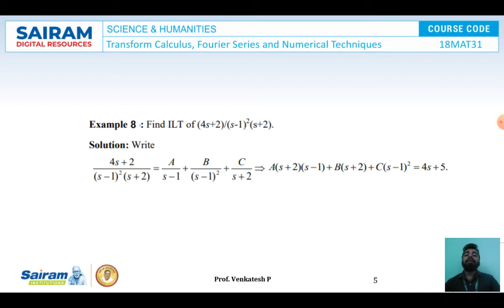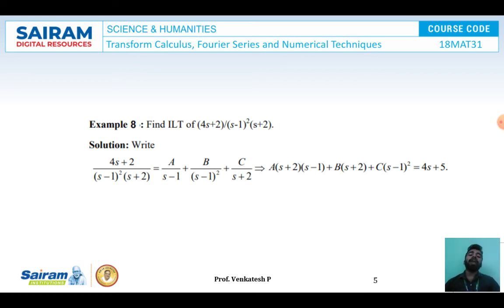Example number 8. Find the inverse Laplace transform of (4s + 5) / ((s − 1)²(s + 2)). Same thing here also, I am going to represent this in terms of partial fractions. I am going to rewrite (4s + 5) / ((s − 1)²(s + 2)) as A/(s − 1) + B/(s − 1)² + C/(s + 2). Now taking the LCM, we get A(s + 2)(s − 1) + B(s + 2) + C(s − 1)² equal to 4s + 5.